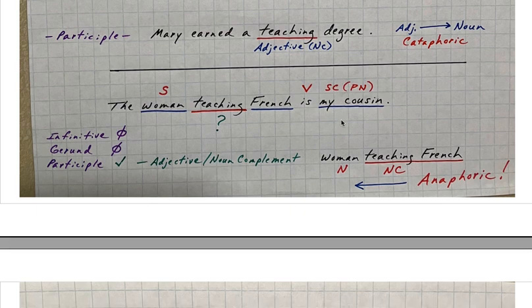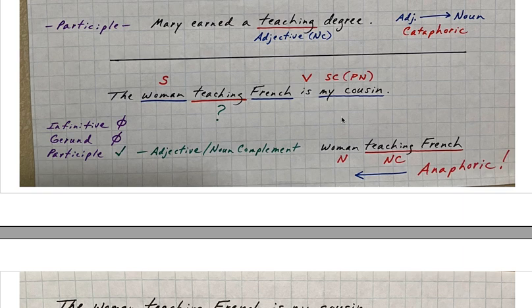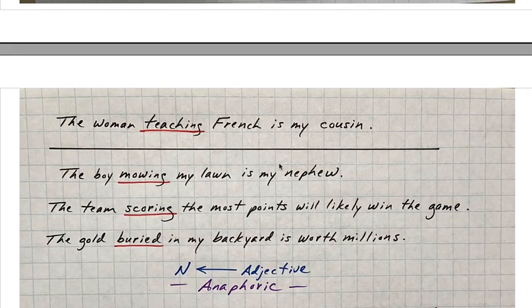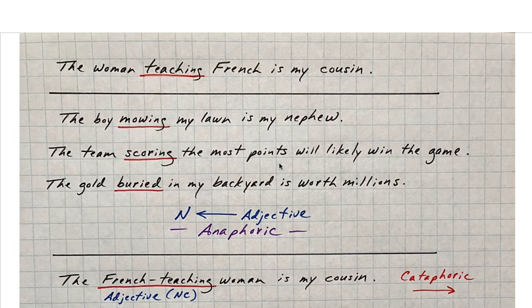Well, in today's modern contemporary grammar systems, we could call this teaching French a noun complement. People would say, oh, well, that's a noun, woman, and teaching French is your noun complement. And the complementation is going backwards. In other words, teaching French is complementing backwards to woman. All right? So I heard somebody say, the woman teaching French is my cousin. Then I thought to myself, well, I've heard this structure before. And here are other examples.